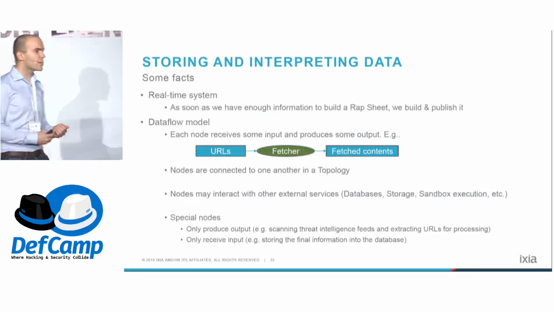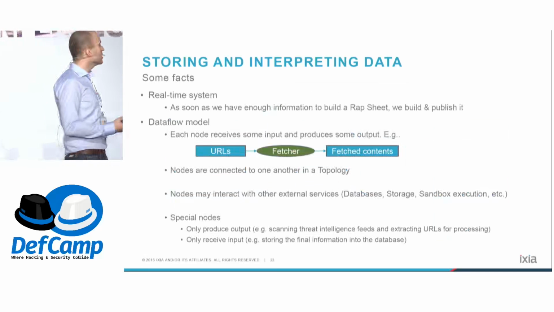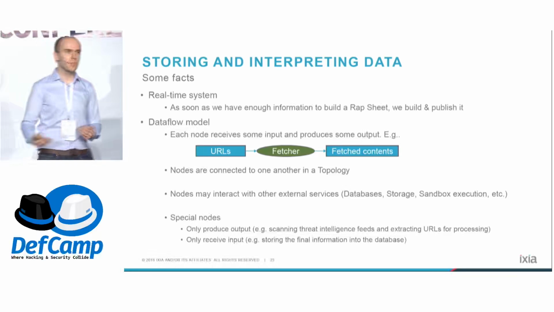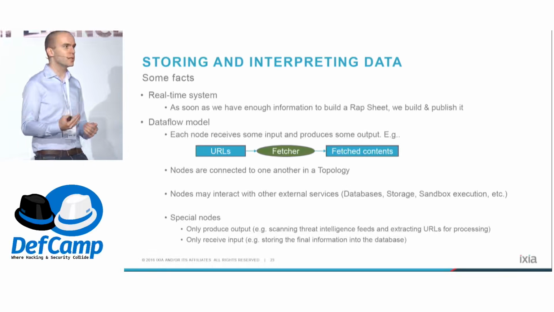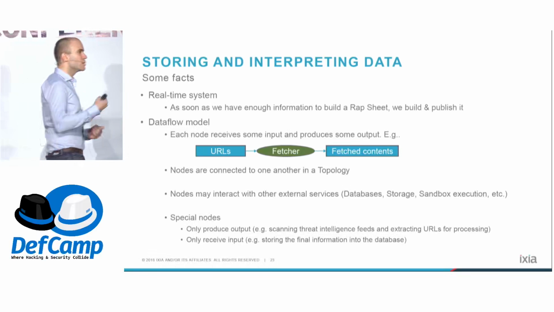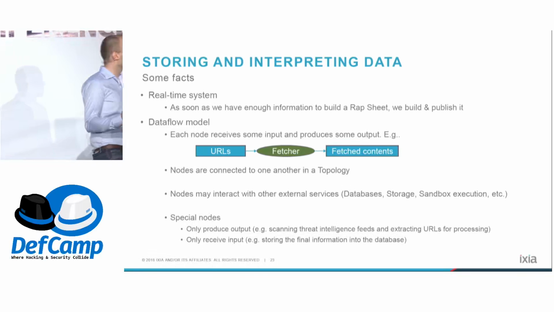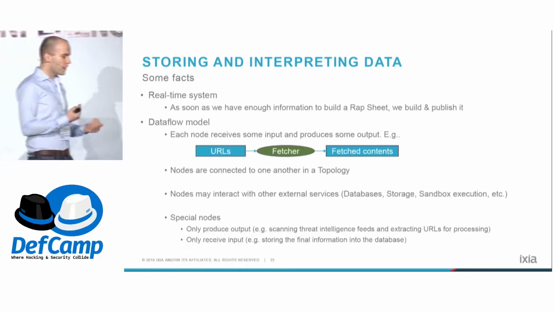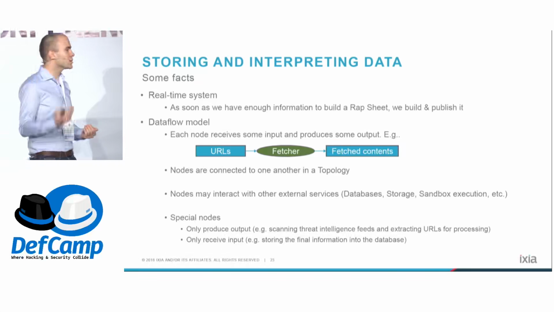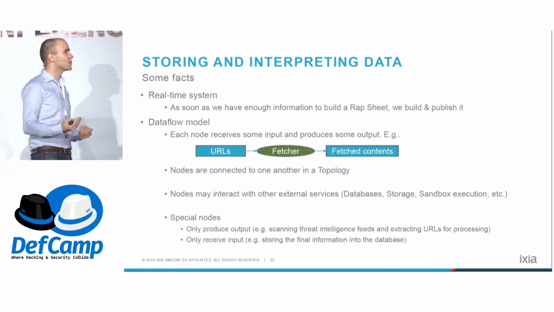So some facts about our system. For one, it's a real-time system. So as soon as we have enough information to build a rap sheet, we actually build it and publish it. And this information with the rap sheets goes into our threat armor device for now. And basically, clients get protected as soon as we have information about a malicious IP.